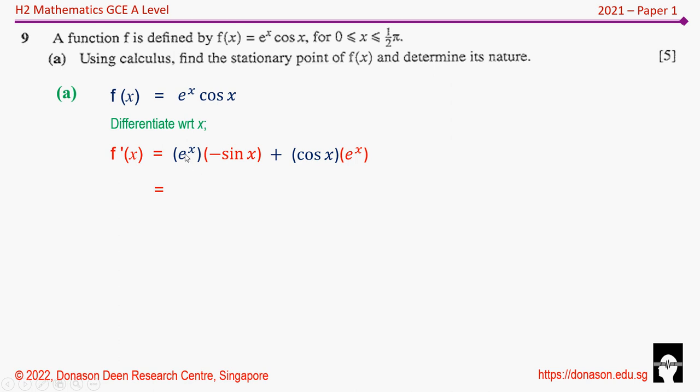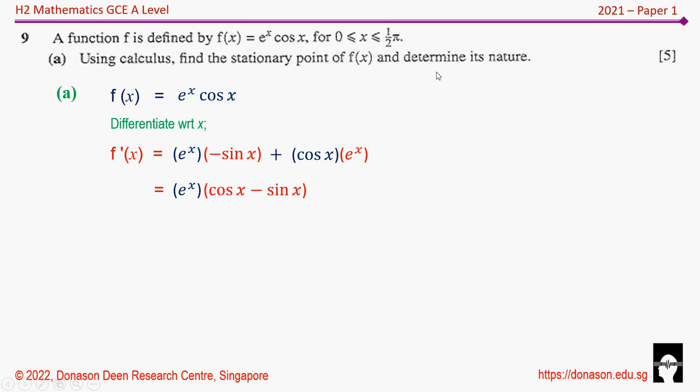Now we can see that in this term there is an e to the power of x, and here also we have e to the power of x. We could factorize and take out the e to the power of x. We take it outside a bracket, and what we have inside the second bracket is cosine x minus sine x. So there we have the first derivative of the function.